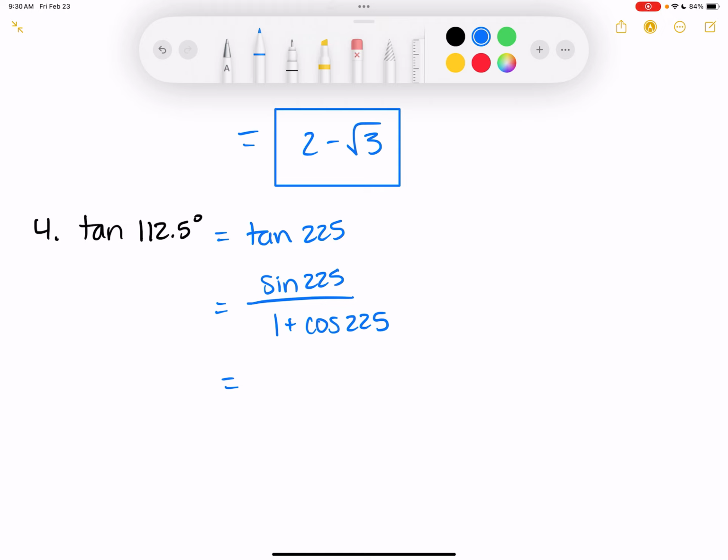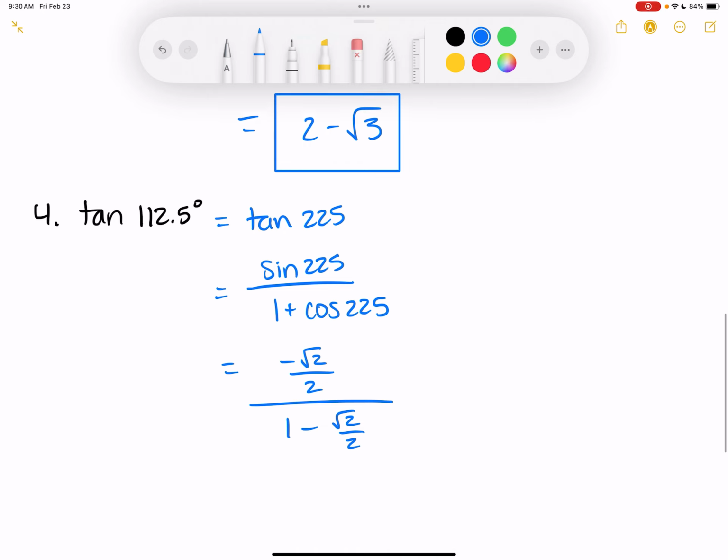Negative root 2 over 2. Yep, negative root 2 over 2. Same thing for cosine. So 1 minus root 2 over 2. So the sign on the bottom was positive, but since that value is negative, I'm just replacing it.